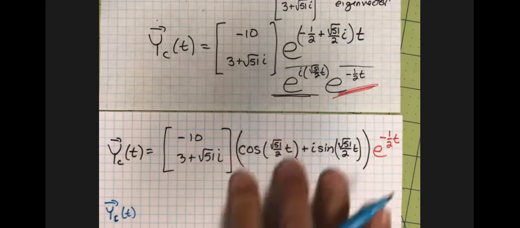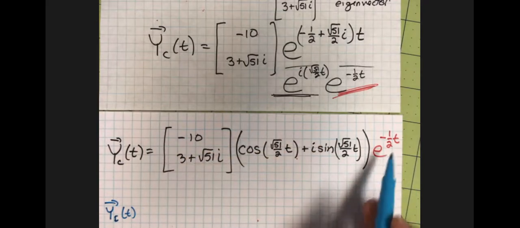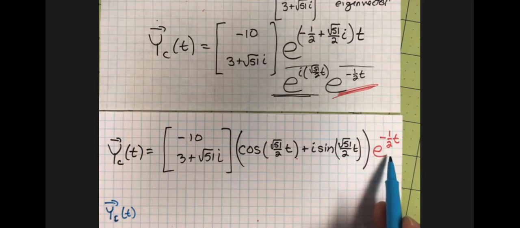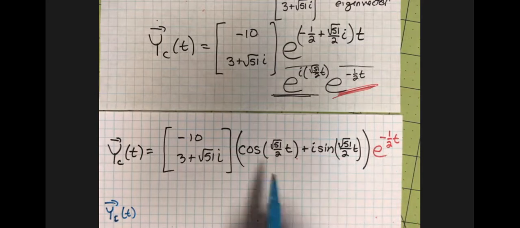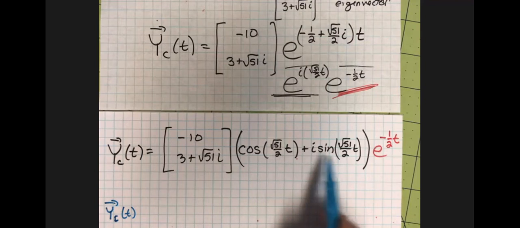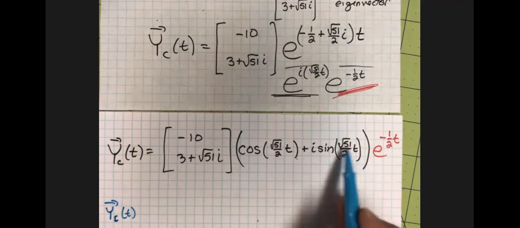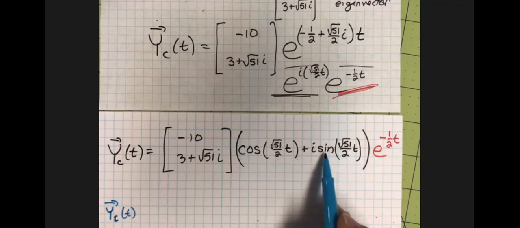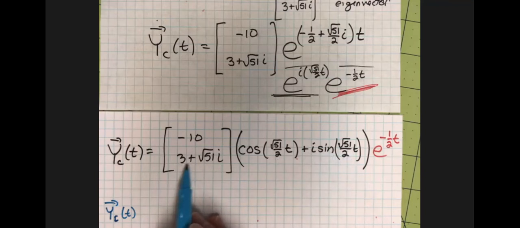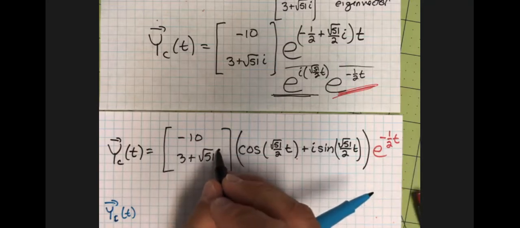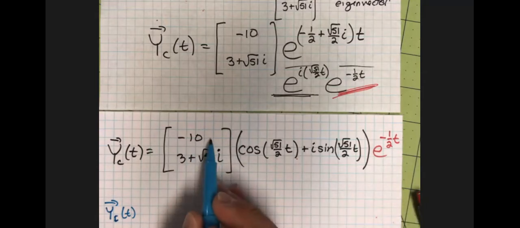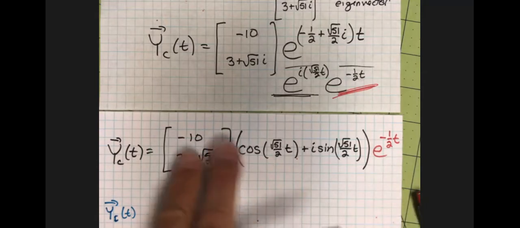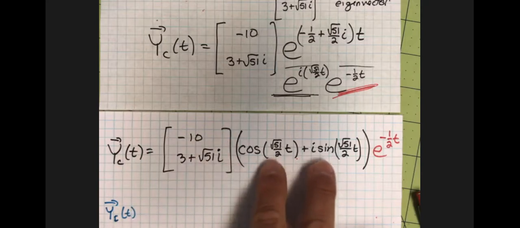These are all complex numbers except for the red thing. The red thing is a real number function, classical exponential decay. But here I have a complex number, cosine plus I sine, goofy inside. So I'm not going to speak the inside. I'll just say cosine stuff plus I sine stuff. Here's a complex number, 3 plus root 51 I. That's ugly in its own way. And the minus 10, remember we said this last time, is a complex number, minus 10 plus 0i. So here I'm taking two complex numbers times a third complex number.